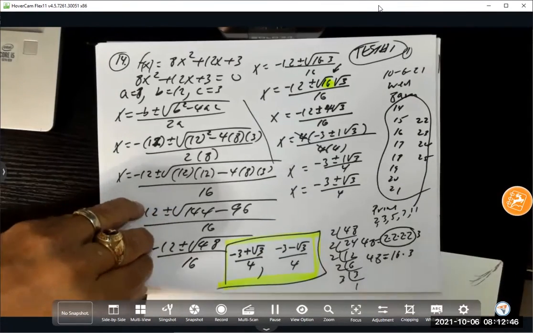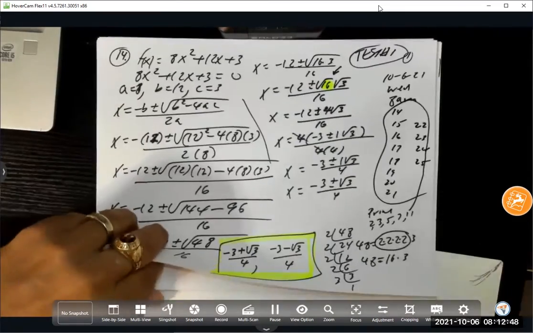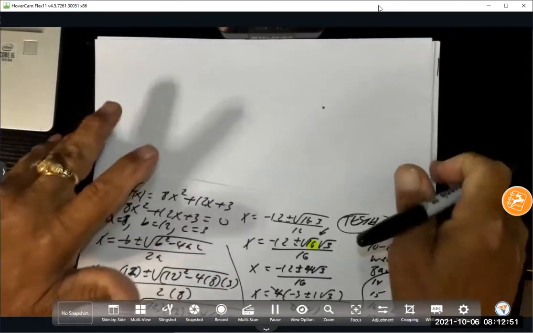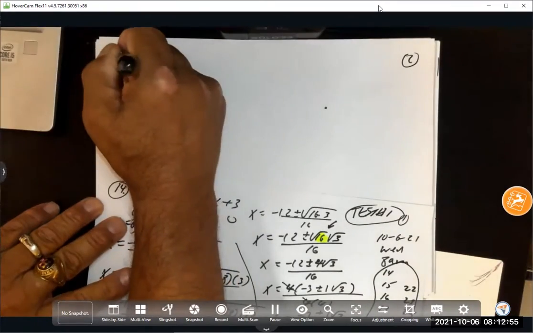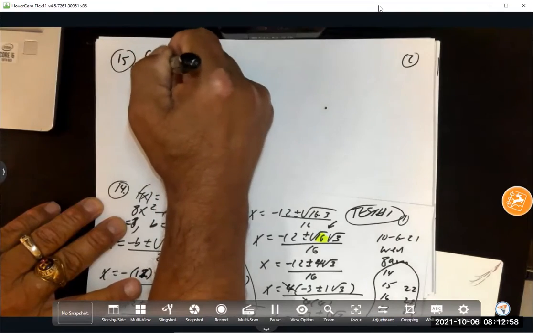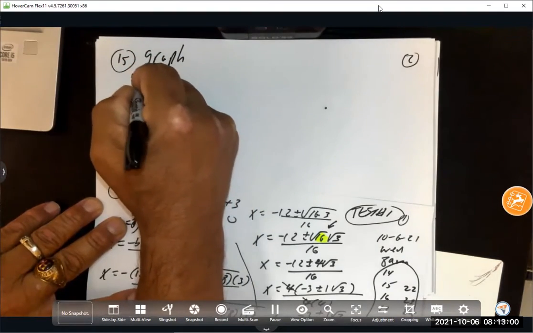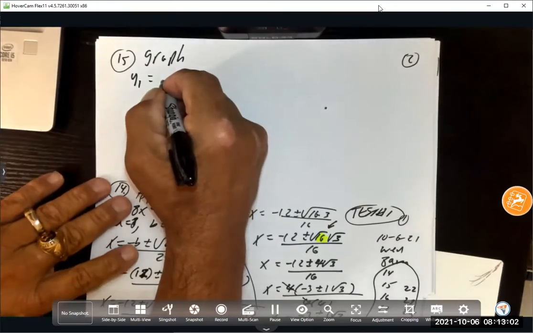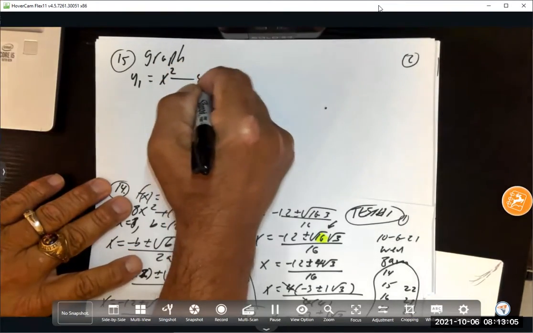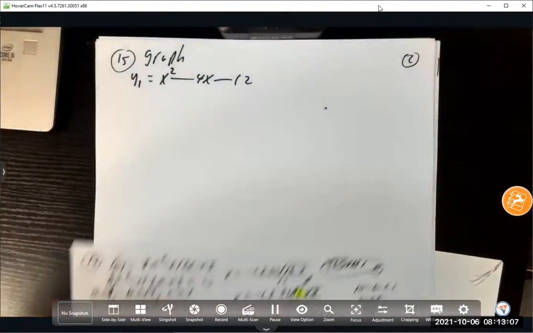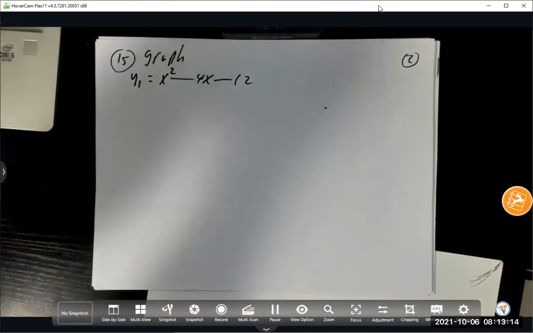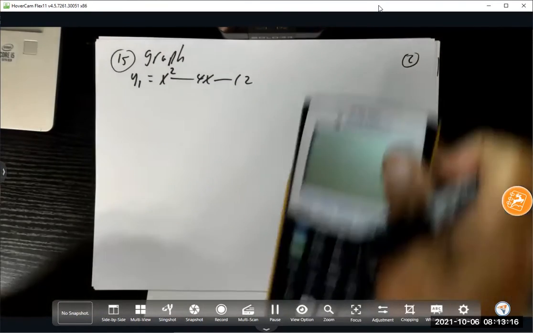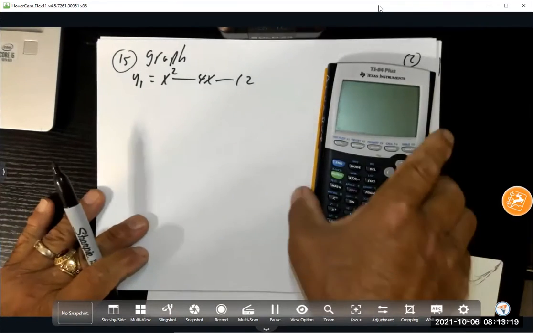Okay. All right, question number 2 was a graph. All you had to do is put it in there with the machine, of course. So number 15, it says graph. So you're gonna put y1 is x squared minus 4x minus 12. Now, the only big problem with this one is you have to use big numbers. Let me get my machine now. Hang on a second.